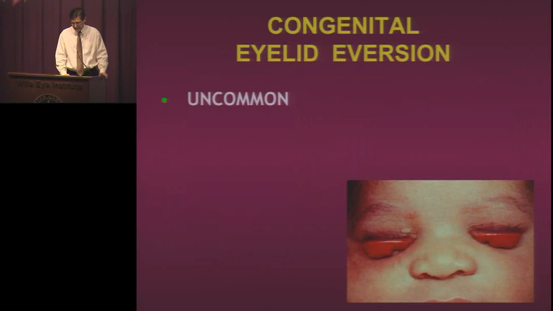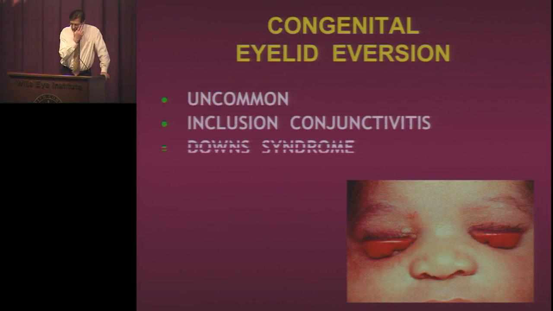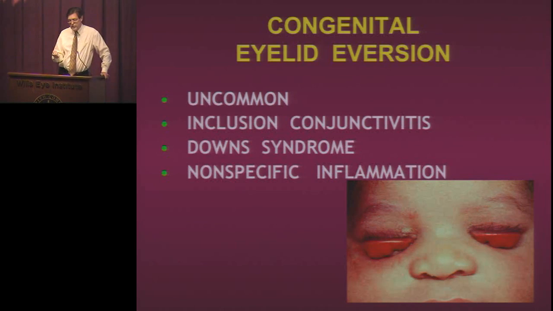of skin surgery. This is a patient that was seen at Jefferson Neonatal Unit, and it's still in your Academy book. It's an uncommon problem called congenital eyelid eversion. It could be 1 eye or 2 eyes. Sometimes it can be associated with inclusion conjunctivitis. Sometimes it can be associated with Down syndrome, but most commonly it's sort of nonspecific.